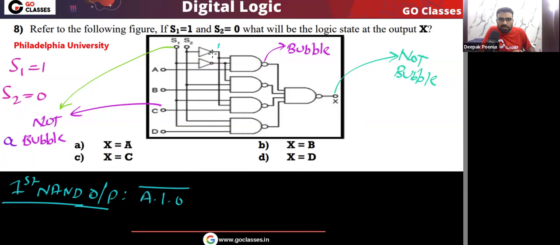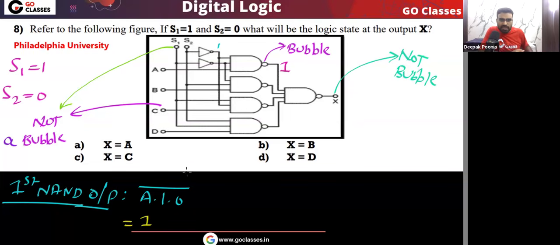Remember, these are the inputs: S2 bar, that is 1, S1 bar, that is 0, and another input is A. First you will do AND, then you will do negation. Inside it will become 0, since 0 and anything is 0. 0 complement is equal to 1. So remember, this is 1.